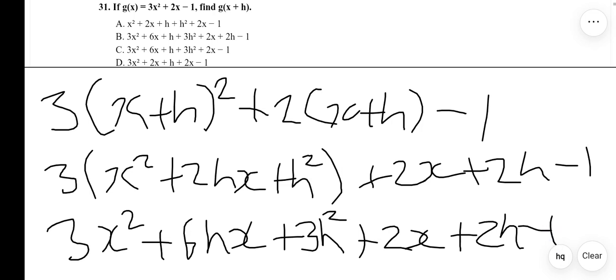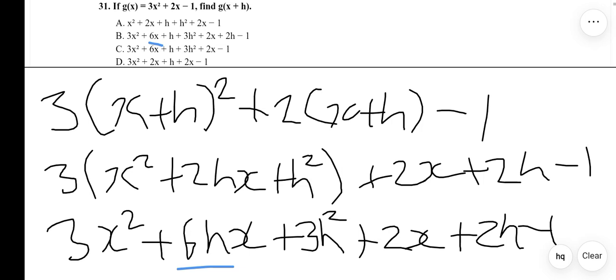So which of the following options is the same thing? Look at option B, 3s squared plus 6s plus h plus 3h squared plus 2s plus 2h minus 1. That is not even correct, but that seems to be correct. I think this is a typical error. This place is supposed to be 6h squared. I'm sorry, this place is supposed to be 6hs.